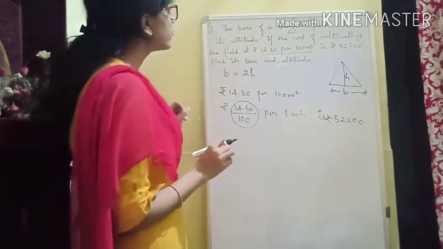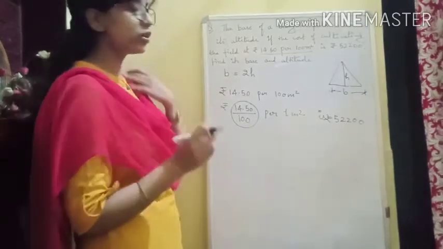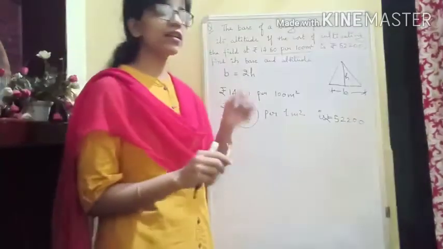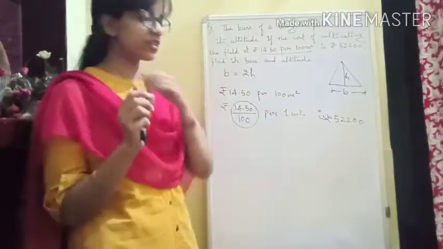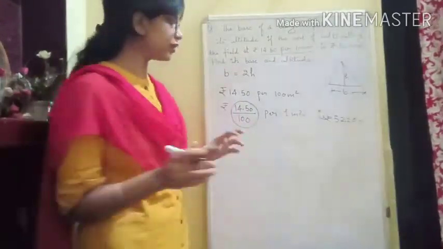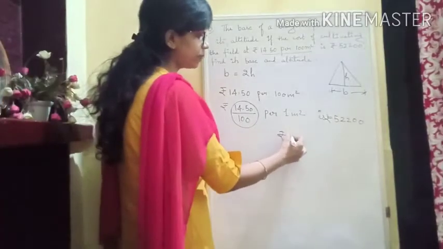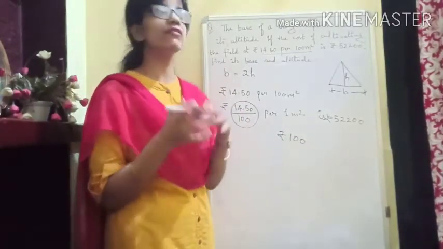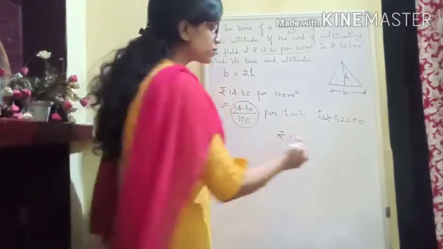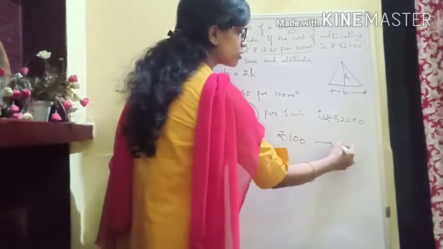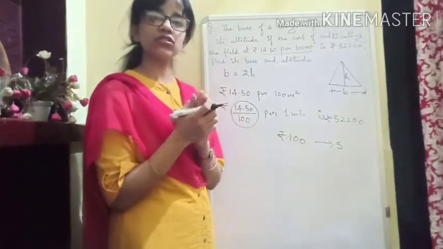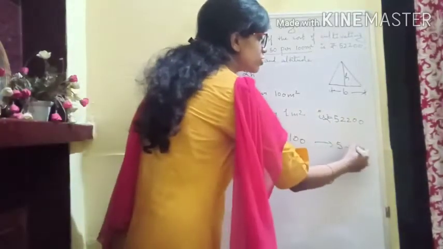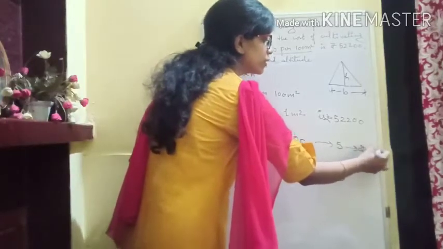Okay, now find its base and altitude or height. So we have to calculate the base and the height. To understand this question, let's take an example. Say there is a vendor and I am giving 100 rupees to him, and for 100 rupees he is giving me 5 apples. So can you tell me what will be the cost of each apple? Of course, 100 divided by 5, that means each will cost me 20 rupees.